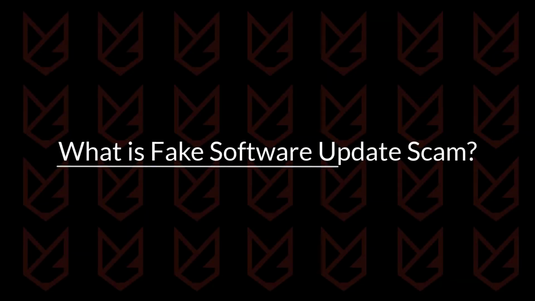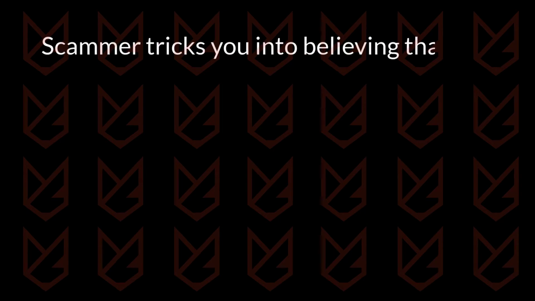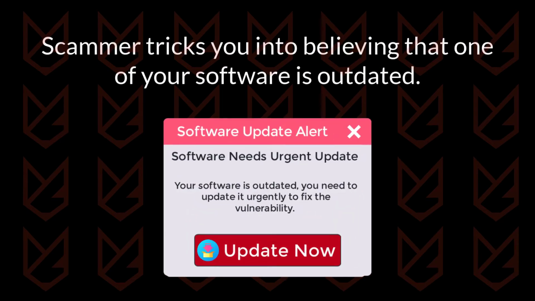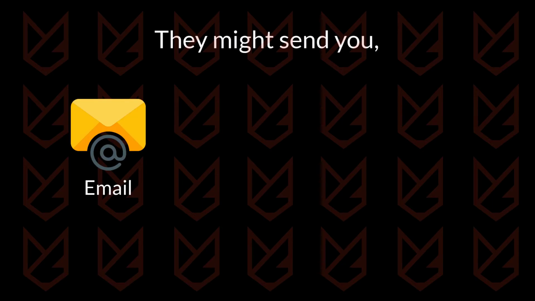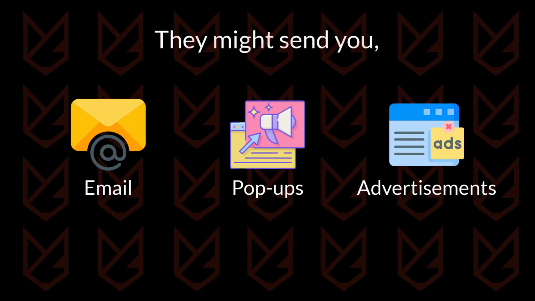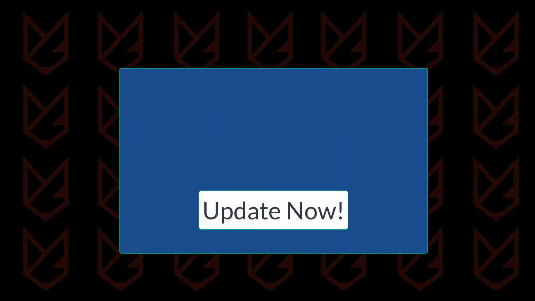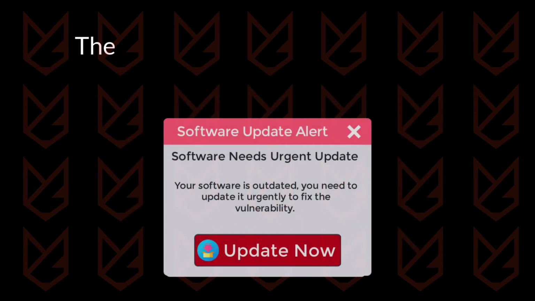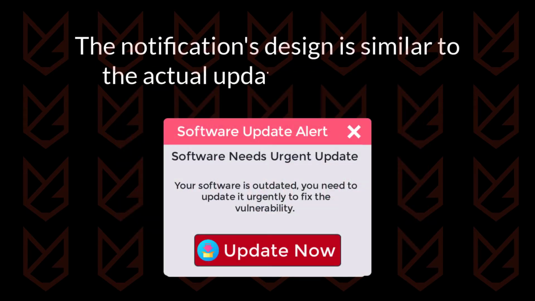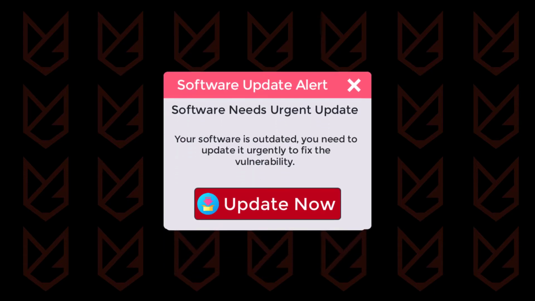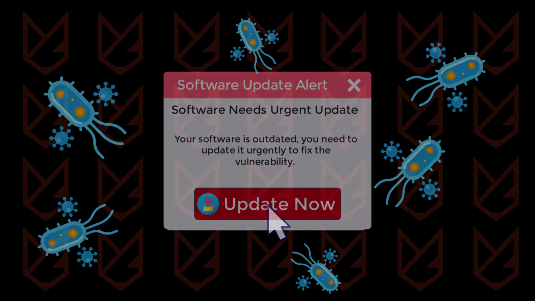What is a fake software update scam? In this scam, the scammer tries to trick you into believing that one of your software is outdated. They might send you an email, show pop-ups, or use website advertisements to display update notifications. This notification tells you if you don't update the software, your system security is in danger. This notification design is so similar to the actual update notification that you can't help but consider it. Once you believe in the notification and click on the update button, you download the malware on your PC.